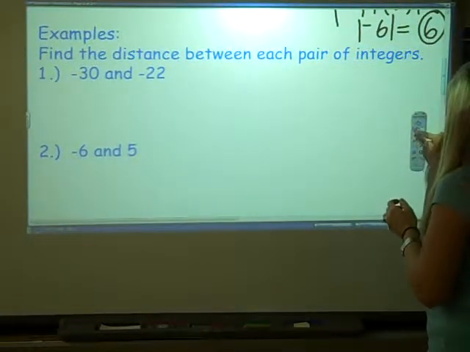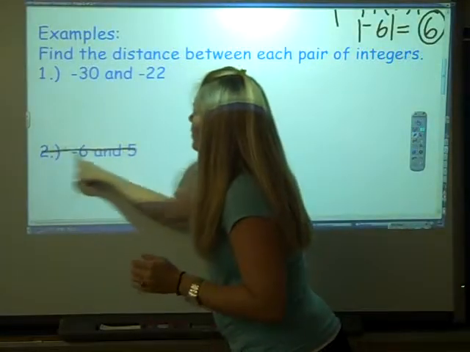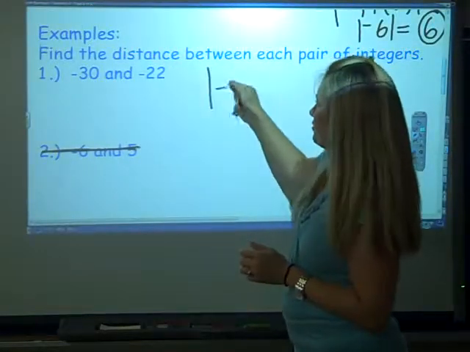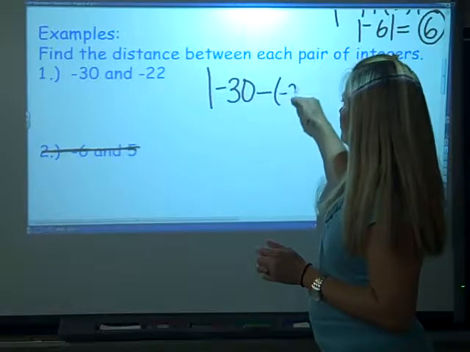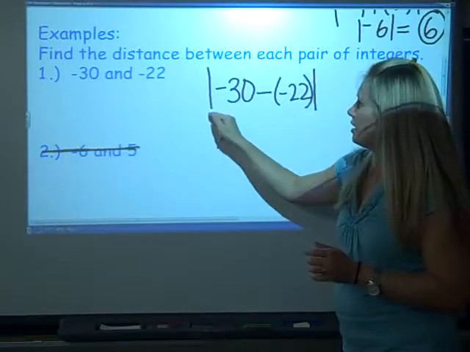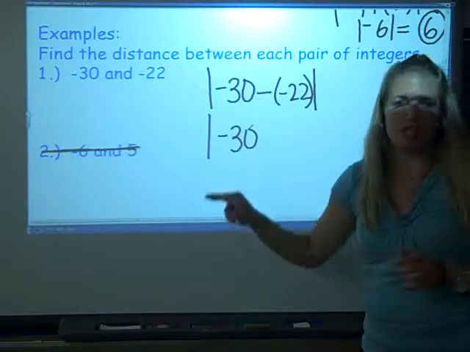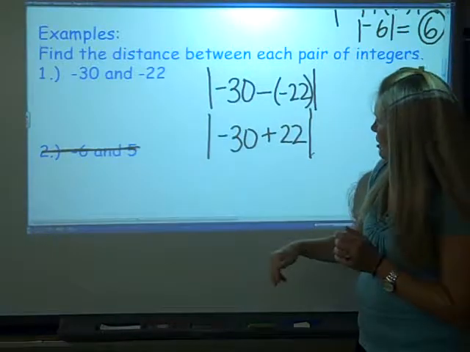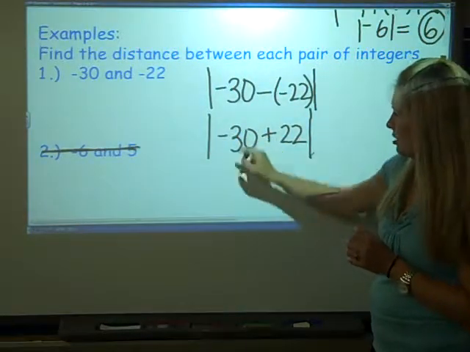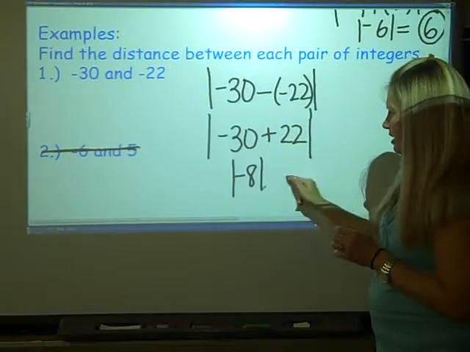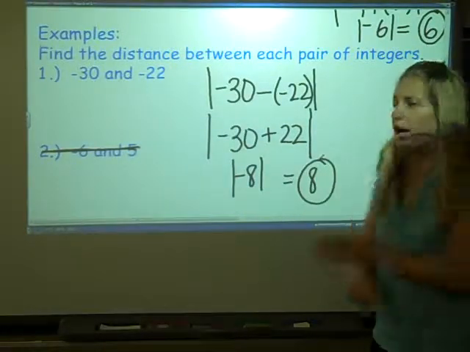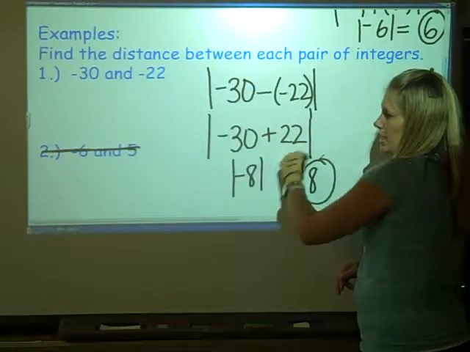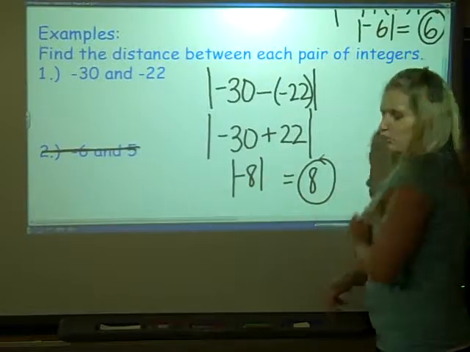I'm going to cross out this one. Find the distance between each pair of integers. So I told you to take the absolute value of their difference. Negative 30 minus negative 22, absolute value. If you want to change it to addition, it would become plus 22. Negative 30 plus 22, we subtract the two, take the sign of the bigger, so it would be negative 8. Absolute value of negative 8 is 8. I should see you write it like this. Some of you may write this, so this is the optional step. I should see that, and then you tell me what the answer is.